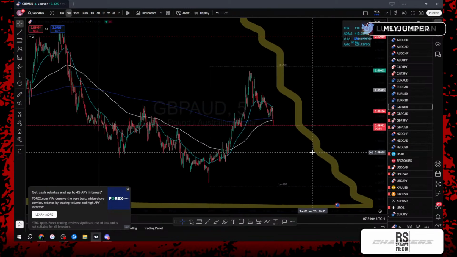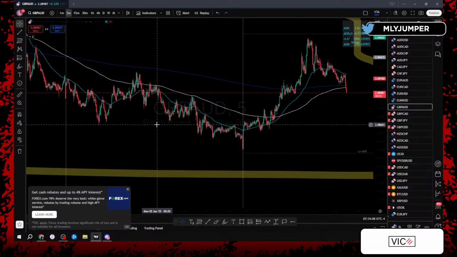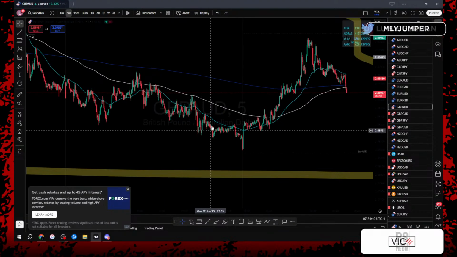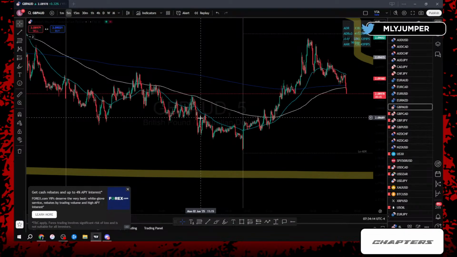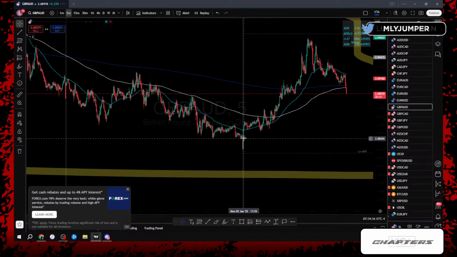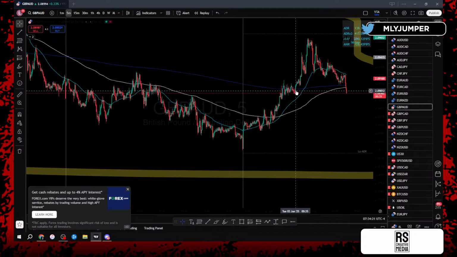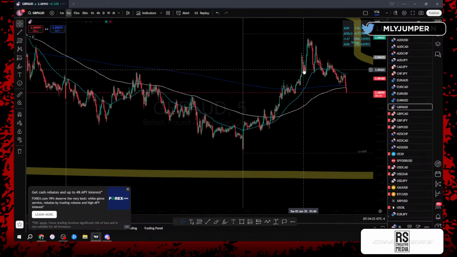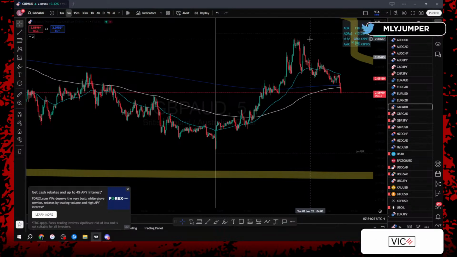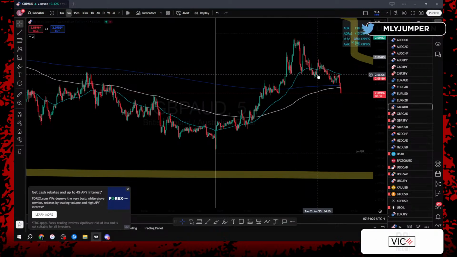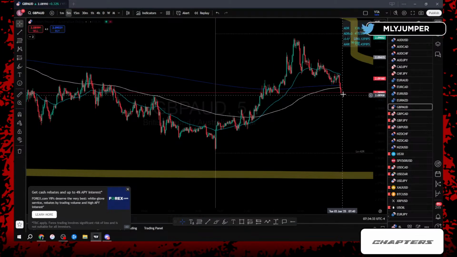I don't like structure when it comes to here, because we had lower low, lower high, lower low, lower high, lower low. Well, we could say lower low, lower high, lower low, lower high, lower low. It would be the same thing though. Higher high, higher low, higher high, higher low, higher high, higher low. Right? And then we had higher high, higher low, higher high. Then we had lower low, lower high, lower low, lower high to where we're at now, lower low.